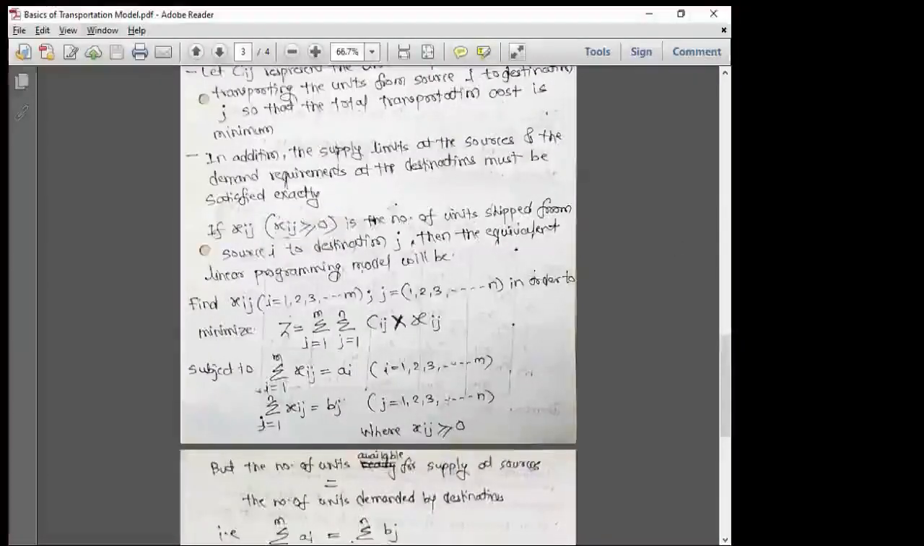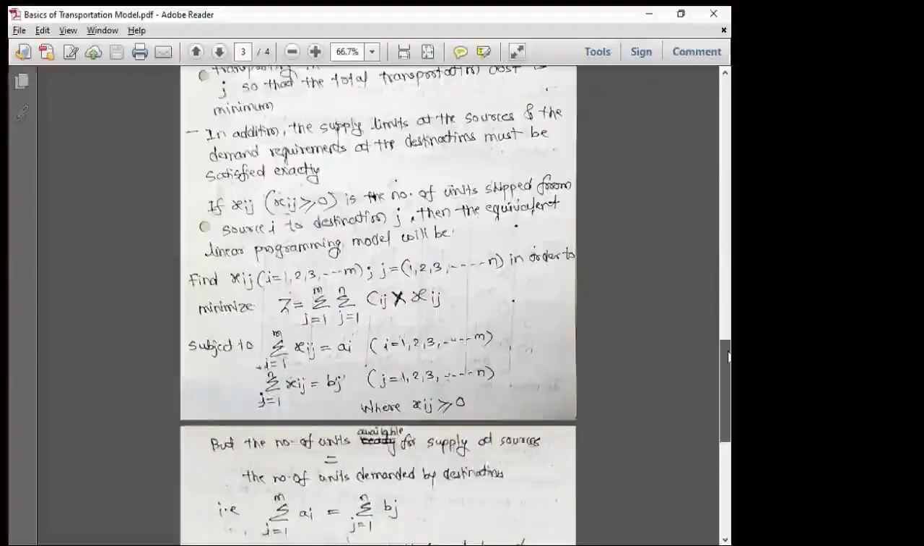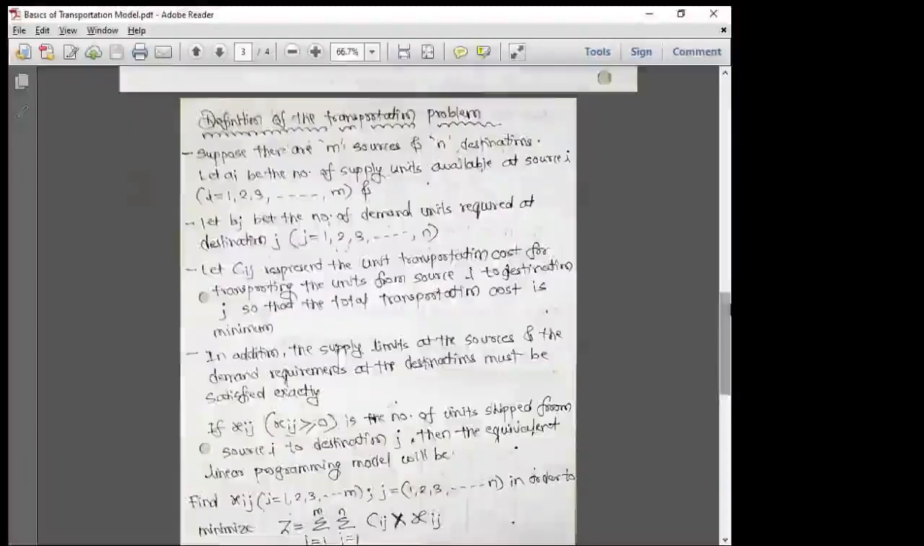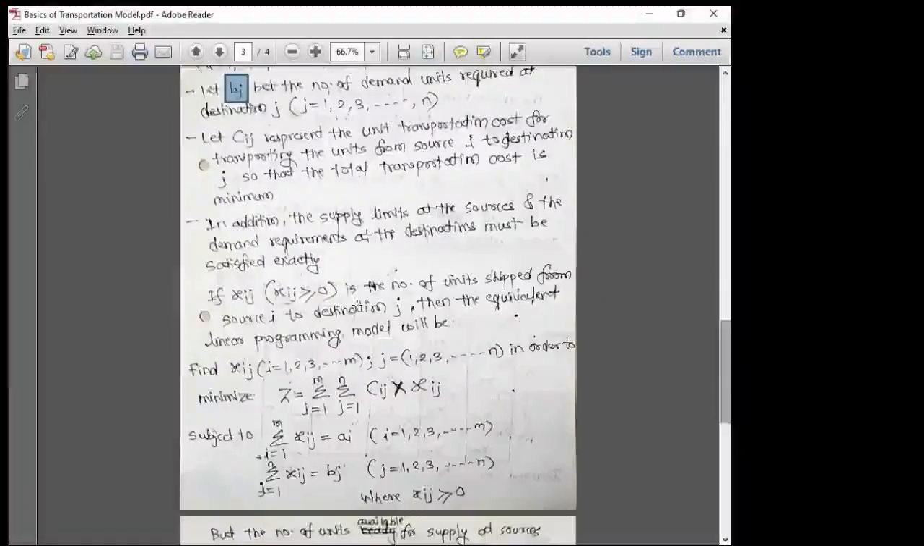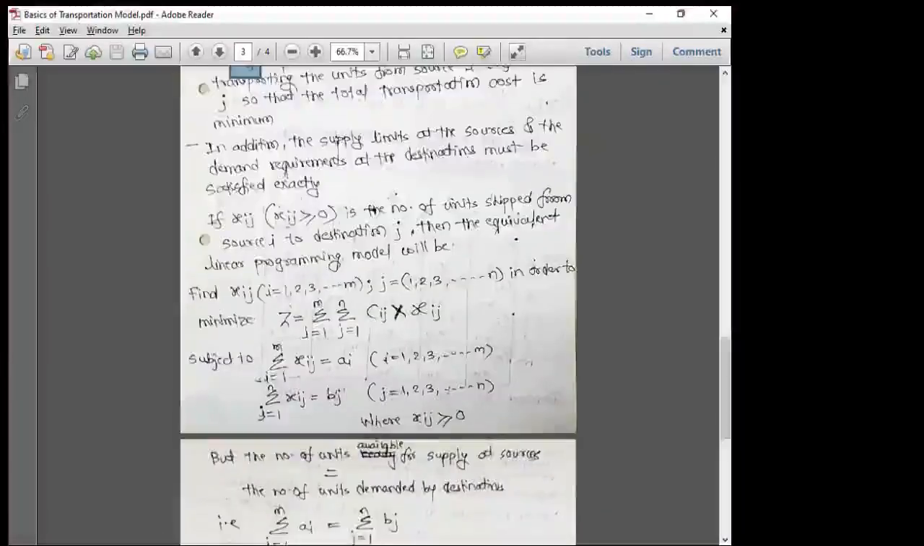Then the equivalent linear programming model can be represented in this particular fashion. Let's understand how the linear programming model will be represented. So I made my point, I guess. I'll be repeating. There are m sources and n destinations. Ai is the number of supply units available at the factories, and Bj is the number of demand units for the destinations. Cij is the unit transportation cost from factory i to destination j, and Xij is the number of units shipped from factory i to destination j.